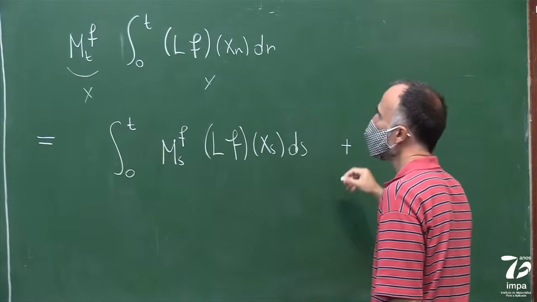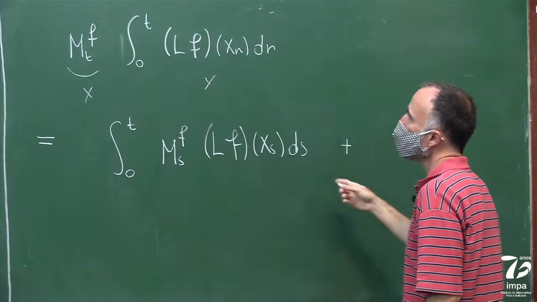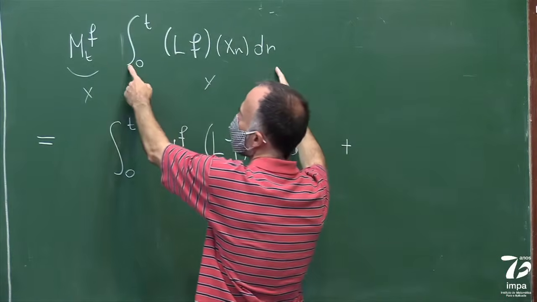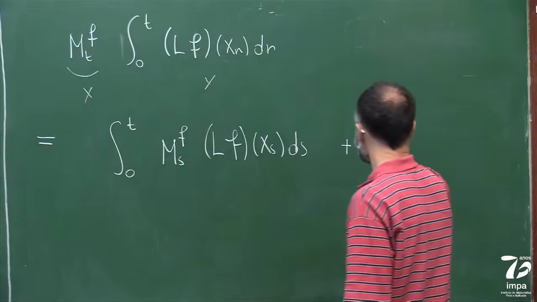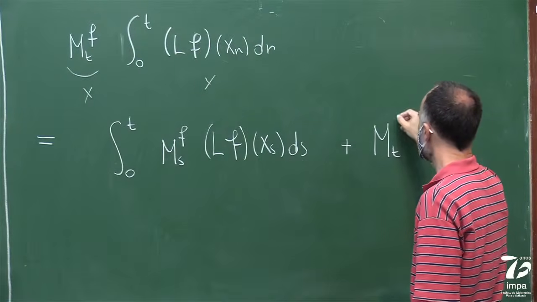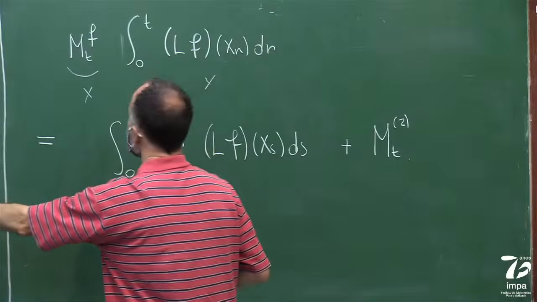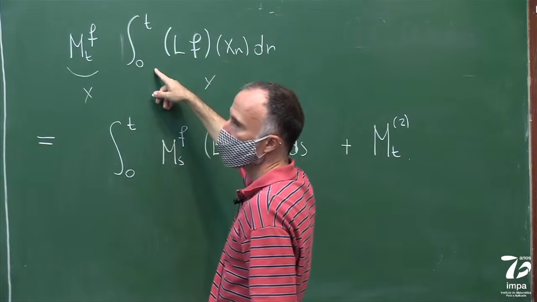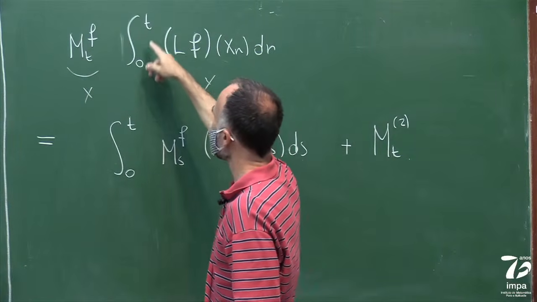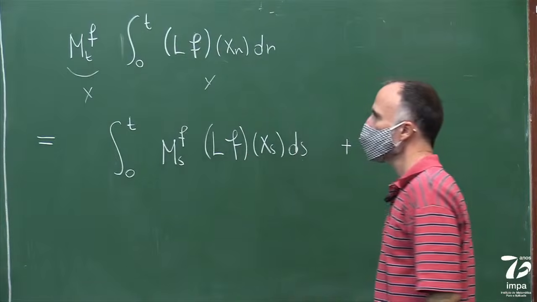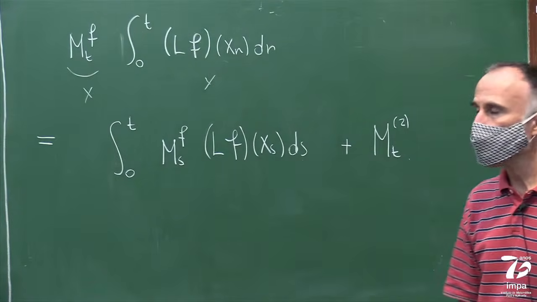Then I'll have the other one, which is the integral of this with respect to M, but this is a martingale. So let me call that the second martingale. And then I have this term, but as I told you, my process y at time 0 is 0, so there is no such term. Okay.